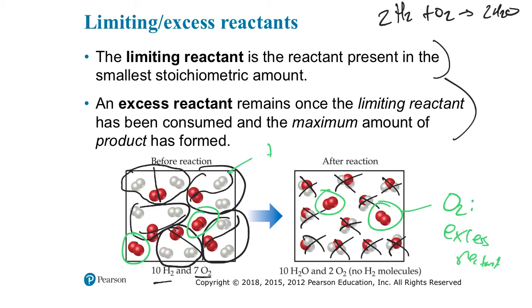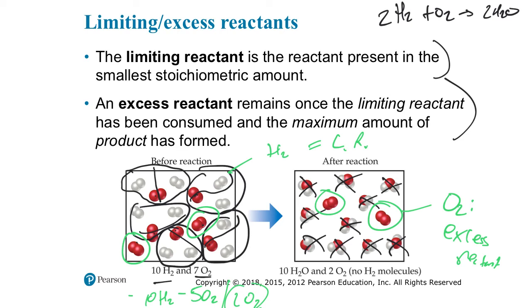H2 is consumed, so H2 is my limiting reactant. H2, not H2O. H2 is the limiting reactant. It's completely consumed in the reaction. So for 10 hydrogens to react, we need 5 O2s to react with them. And if we do, we're left with 2 O2s behind after the reaction completes. So we lose 10 H2, we're left behind with 2 oxygens. And then we're making 10 water molecules in the process.